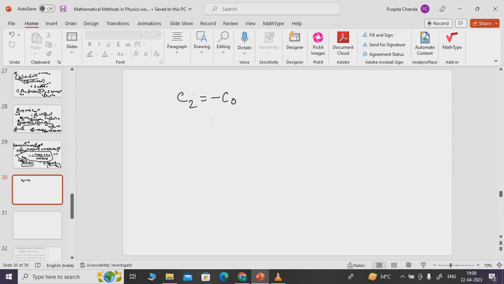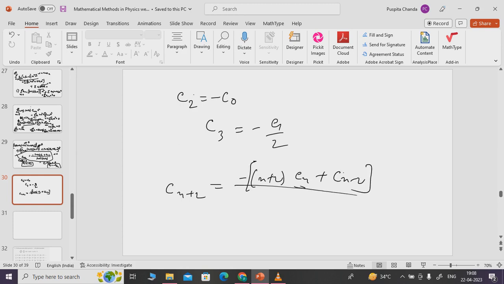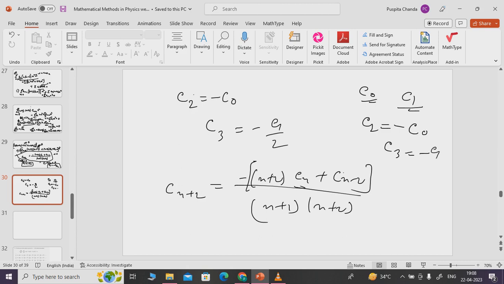So we get C2 is what is C0, and we need to write the whole solution in terms of C0 and C1. So C3 is equal to minus C1 by 2. The recurrence relation is C(n+2) is equal to minus (n+2) Cn plus C(n-2), whole divided by (n+1) into (n+2). We can write C0 as C0, C1 as C1. Then C2 we have already accomplished, it is minus C0.